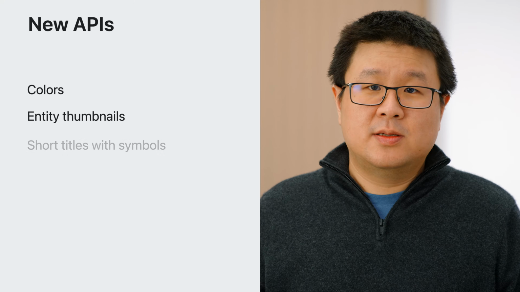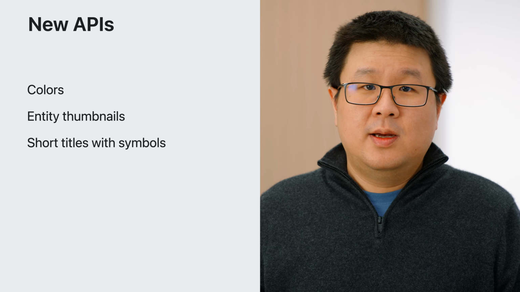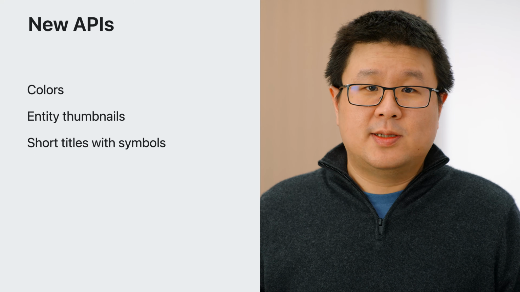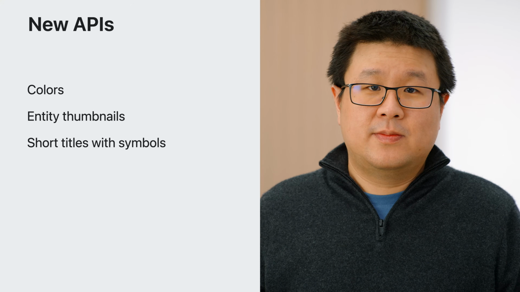To take advantage of all of these great new features and bring attention to your app shortcuts, we've introduced new APIs around colors, entity thumbnails, and short titles with symbols. These new APIs are required for all app shortcuts and will help your app really stand out.